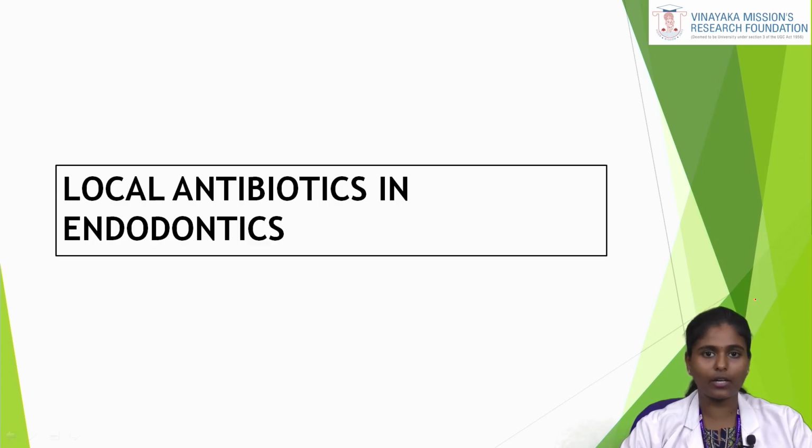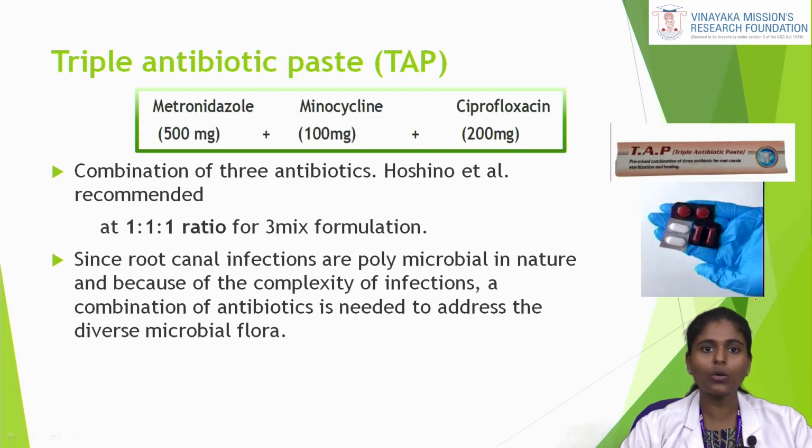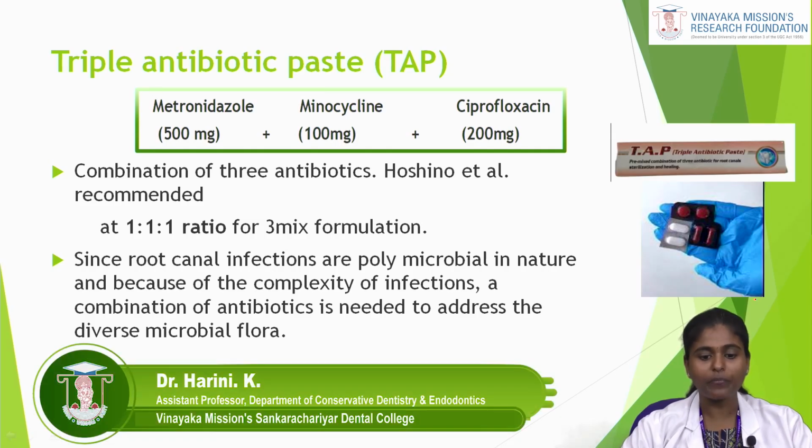Local antibiotics in endodontics. Triple antibiotic paste. It includes 3 types of antibiotics, namely metronidazole, minocycline and ciprofloxacin. Metronidazole 500 mg, minocycline 100 mg and ciprofloxacin 200 mg are taken in the ratio of 1:1:1 for the 3-mix formulation. This was introduced by Hoshino et al.